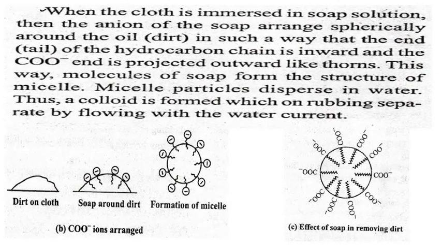And the next one: how are the micelles removed? When the cloth is immersed in the soap solution, the anions of the soap arrange spherically around the oil, that means the dirt, in such a way that the tails of the hydrocarbon chain are inward and the COO- ends are projected outwards. This way the molecules of soap form the structure of micelles. The micelle particles disperse in water, thus a colloid is formed, which is separated by rubbing and flowing away with the water current.